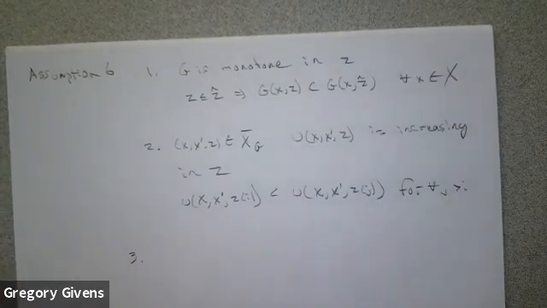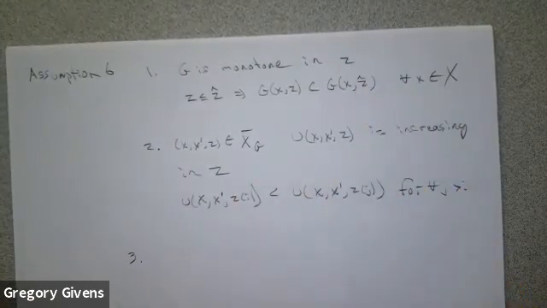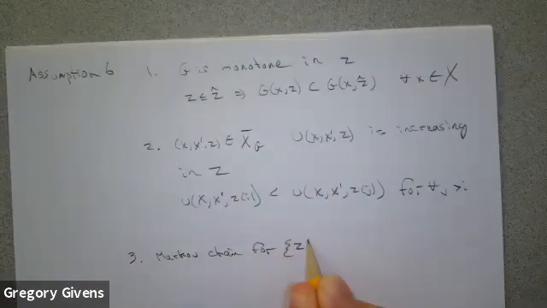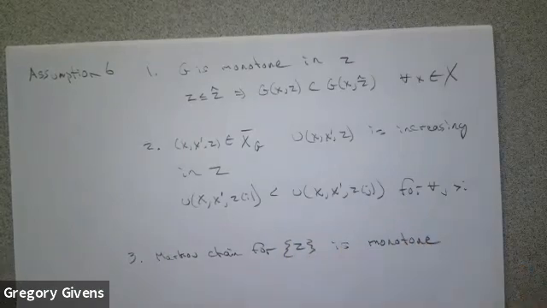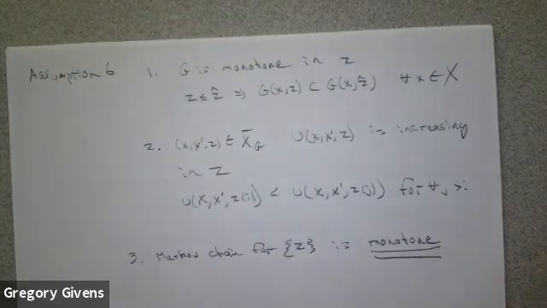Okay, any questions so far? So G has to be monotone in Z. The payoff function has to be increasing in Z. There's one final assumption here that is really not intuitive, and that is that the Markov chain for Z has to be monotone. So the stochastic process for Z, that is this first order Markov process, has to be a monotone Markov process. Now, what exactly does that mean?